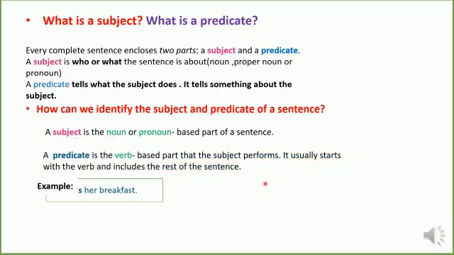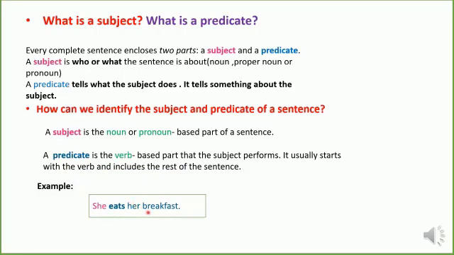For example, she eats her breakfast. Look at this sentence. Who eats the breakfast? The answer will be she. So she is the subject. Here we have eats her breakfast is the predicate. If we ask what does she do? Eats her breakfast. So the answer will be the predicate, eats her breakfast.